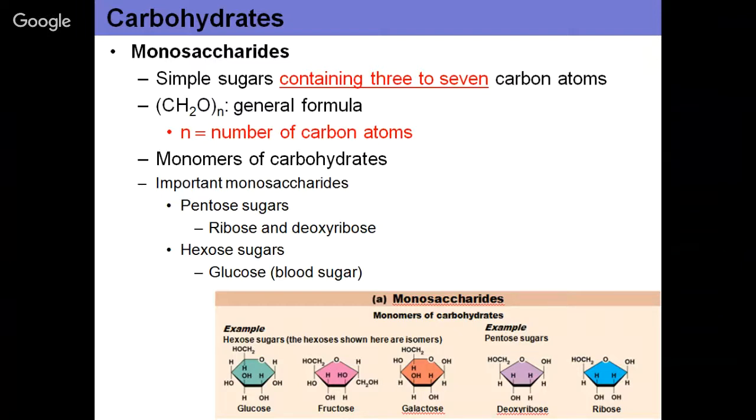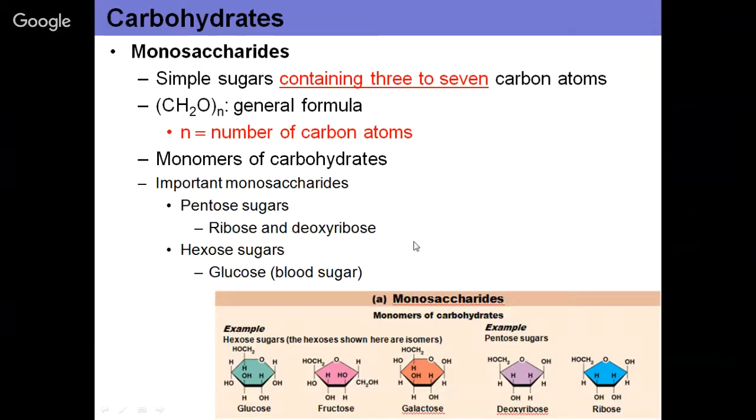Monosaccharides are simple sugars containing 3 to 7 carbon atoms. The general formula, within parentheses, is C H2 O, raised to N, and the N number is the number of carbon atoms. For instance, for glucose, N is 6 carbon atoms. So you multiply by 6, and you get 6 carbons, 12 hydrogens, and 6 oxygens in the glucose structure.